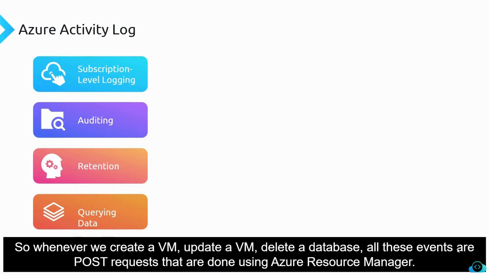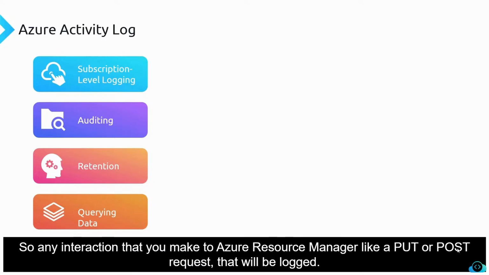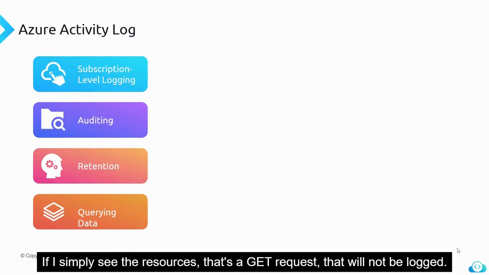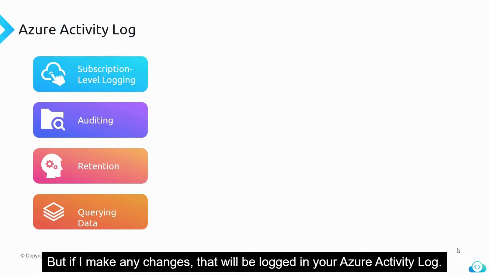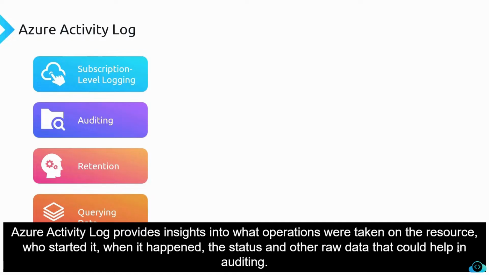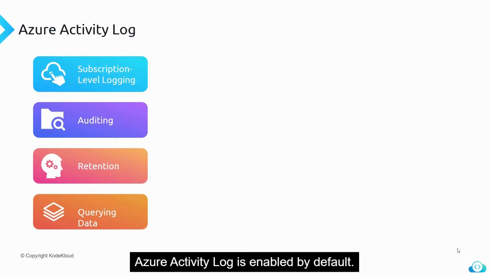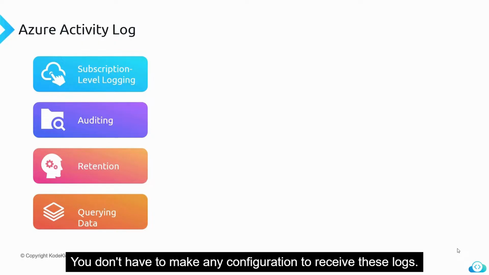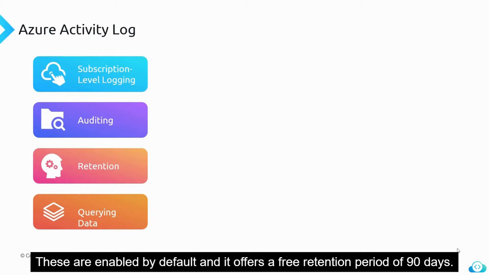Azure Activity Log. Azure Activity Log is the subscription level logging. All subscription events will be logged in your Azure Activity Logs. The ingested data includes Azure Resource Manager operations, service health events, policy actions, etc. So whenever we create a VM, update a VM, or delete a database, all these events are requests done using Azure Resource Manager. Any interaction that you make with Azure Resource Manager, like a PUT or POST request, will be logged. If I simply view the resources, that's a GET request, and that will not be logged. But if I make any changes, that will be logged in your activity log.